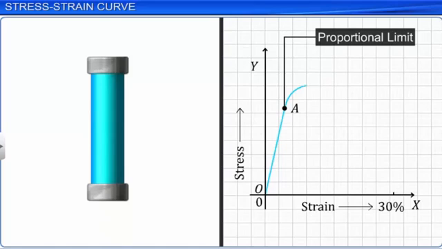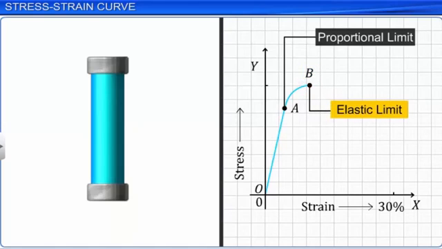Point B on the graph is called the elastic limit. The stress corresponding to the elastic limit is the maximum stress the substance can withstand without any residual strain when the load is removed. Beyond the elastic limit B, the strain increases at a faster rate than stress, shown on the graph between points B and D.